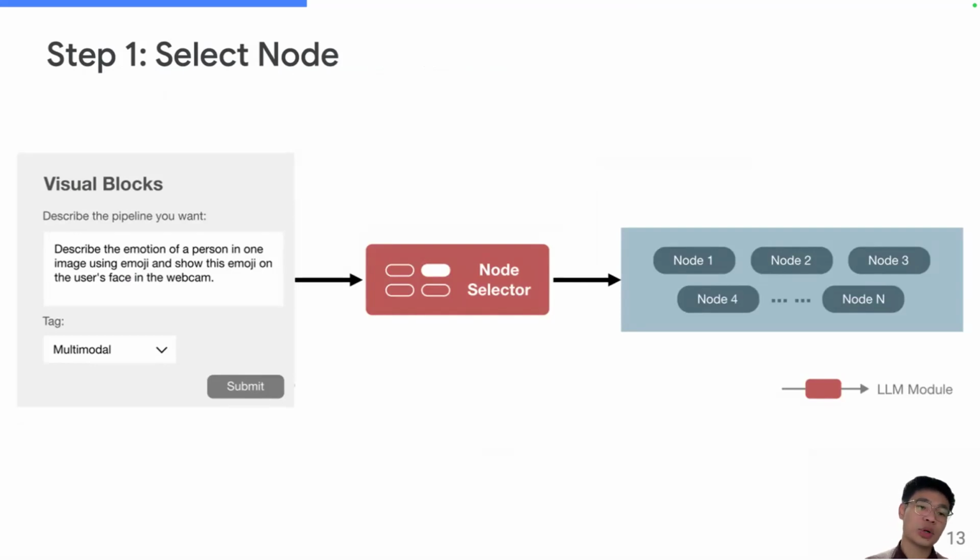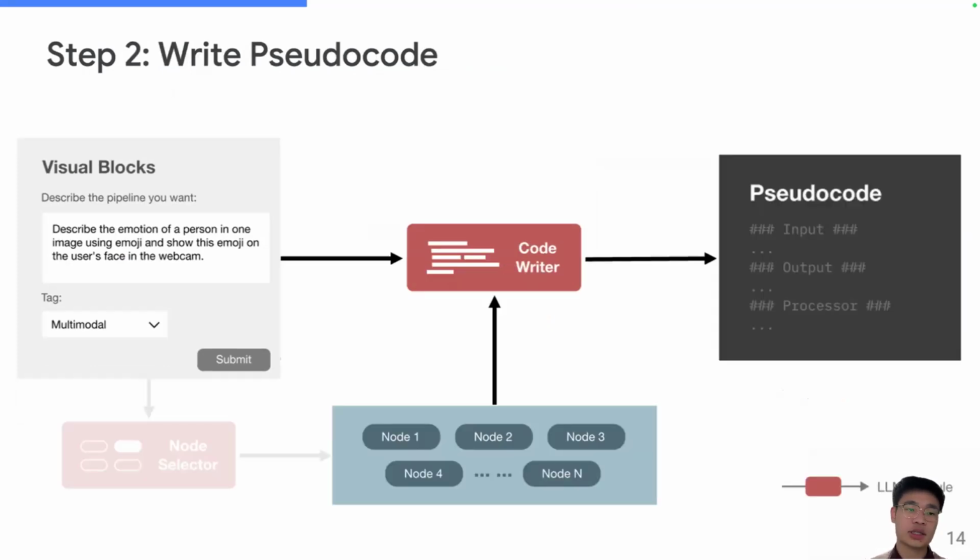In step one, we create an LLM module that we call the node selector. Given the user's prompt, we select a small portion of nodes that is going to be useful for creating a pipeline that satisfies the user's needs. In the second step, we have another LLM module called the code writer, which takes the user's prompt and the narrowed-down node library as input. The code writer generates pseudocode using the given nodes that describes what kind of visual programming pipeline they want to create.